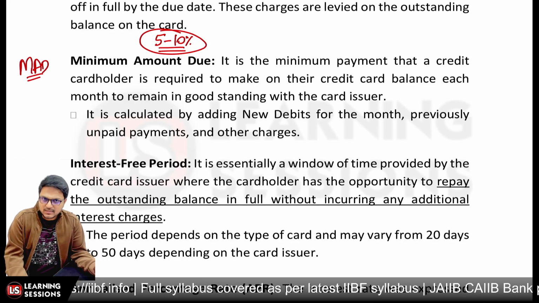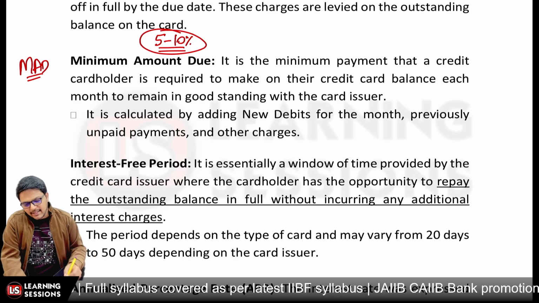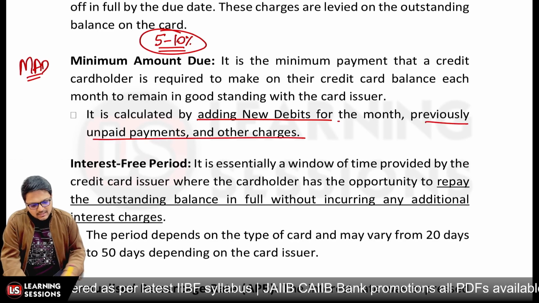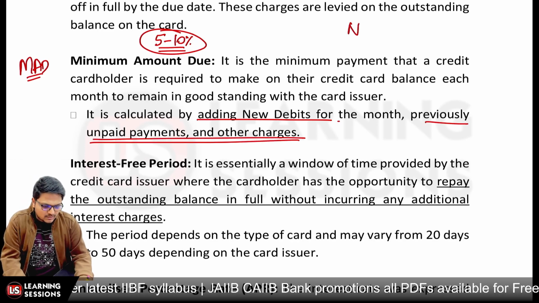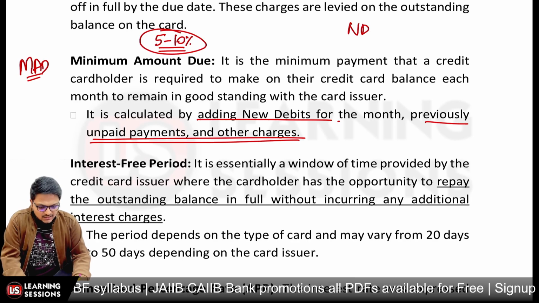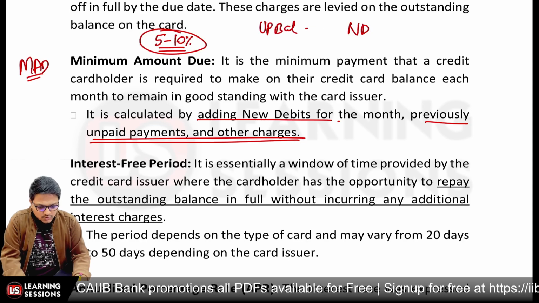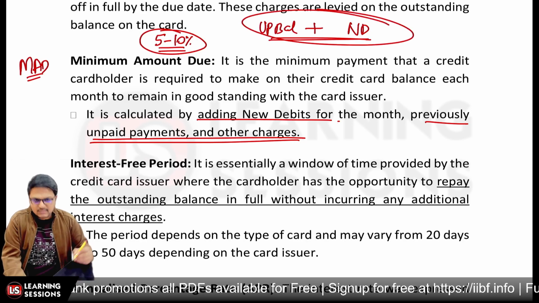And it is basically calculated by adding the new debits of the month, the previously unpaid payments and the other charges, like whatever the new debits were, or whatever the last month's unpaid balances were. Those will be added up and the charges will be calculated based upon the same, right?